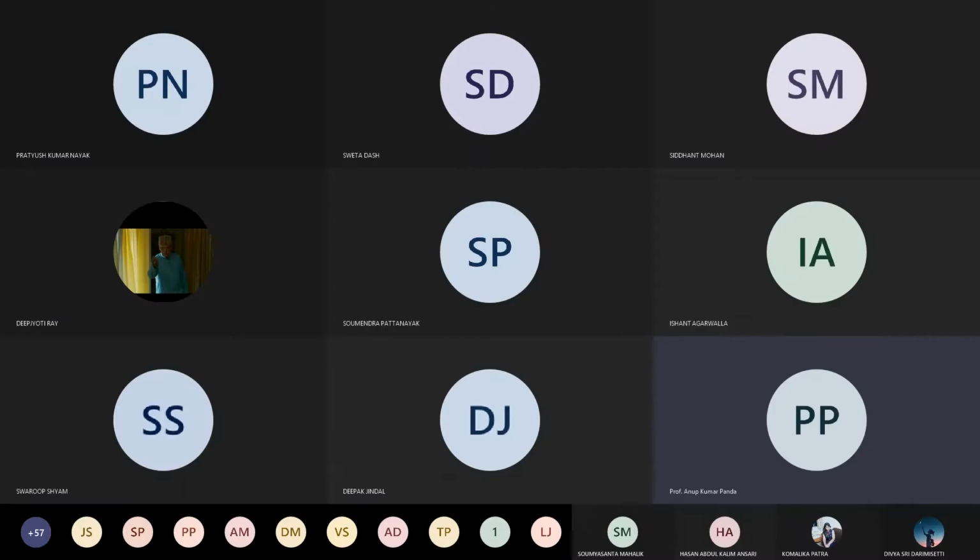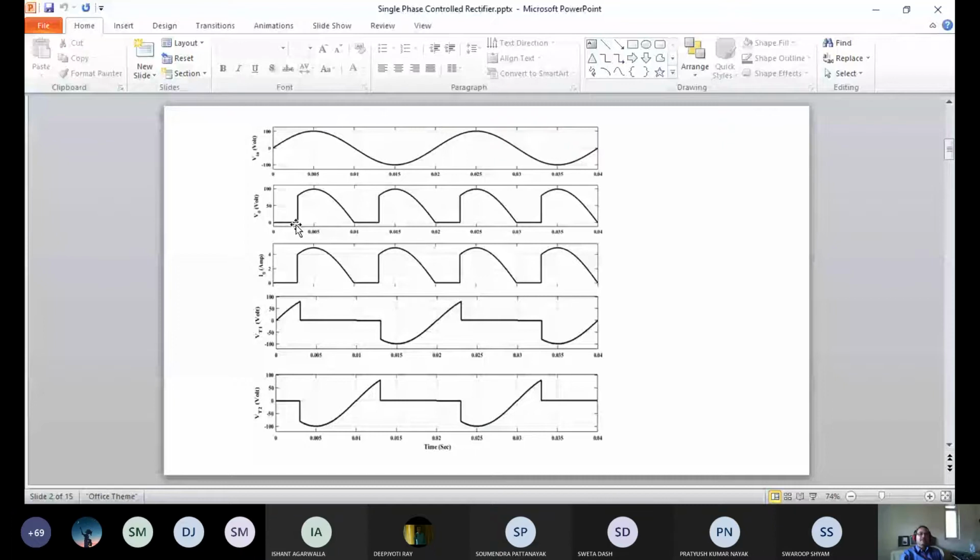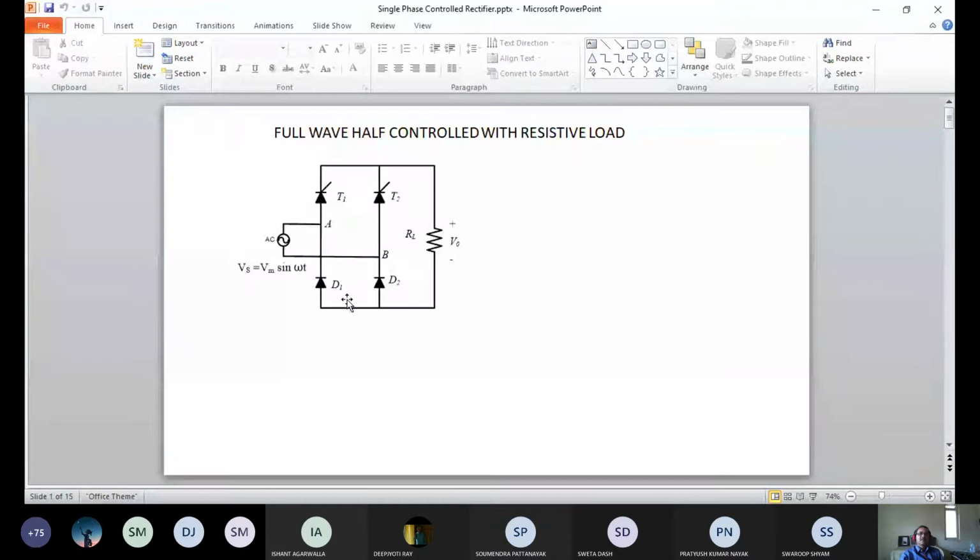For a device like the thyristor, only one triggering pulse is required. So we trigger here. Immediately, the magnitude is not actually this voltage, not proportionally visible, but the supply voltage will appear at pi. At pi, voltage is 0, current is 0. So the thyristor T1 turns off.